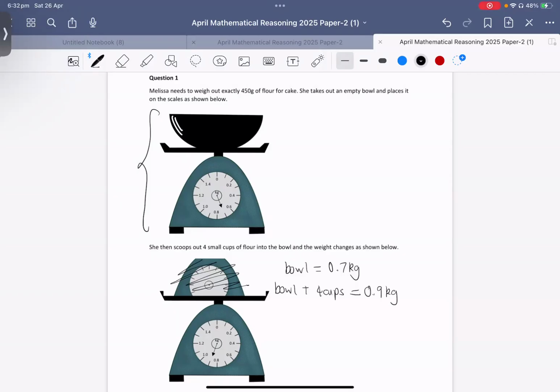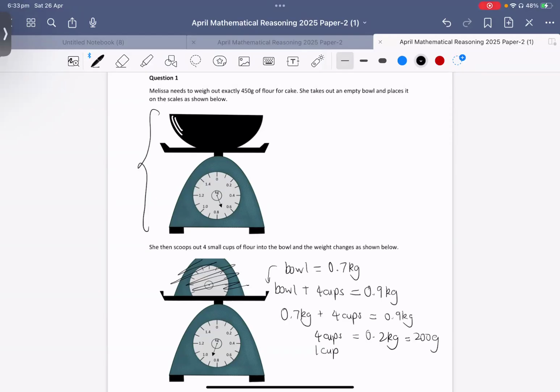Hopefully that makes sense. And what we can tell here is we can substitute the 0.7 kilograms into this second equation because we know that the bowl weighs that much. So we know that 0.7 kilograms with 4 cups of flour inside is going to weigh 0.9 kilograms all together. Hopefully you understand that that means 4 cups is going to equal 0.2 kilograms. So that's me subtracting 0.7 off from both sides of the equation. And that means that 1 cup of flour is, 0.2 kilograms, or you can think about it as 200 grams.